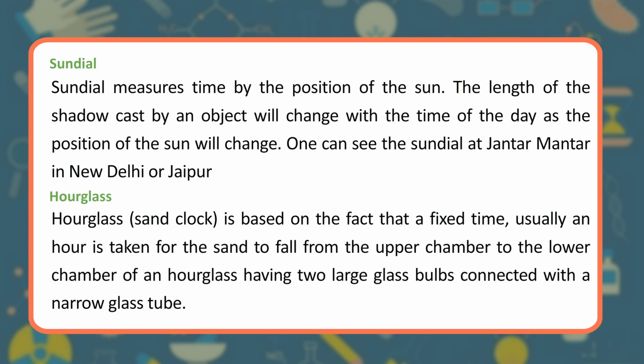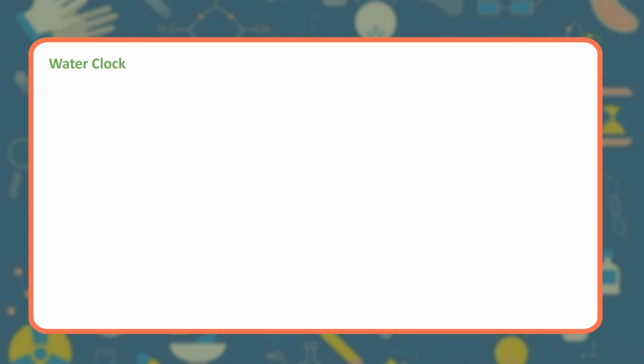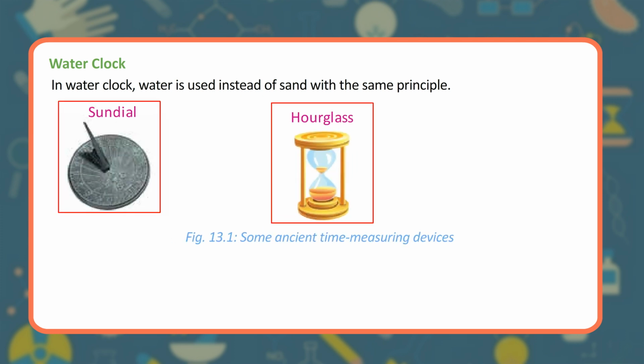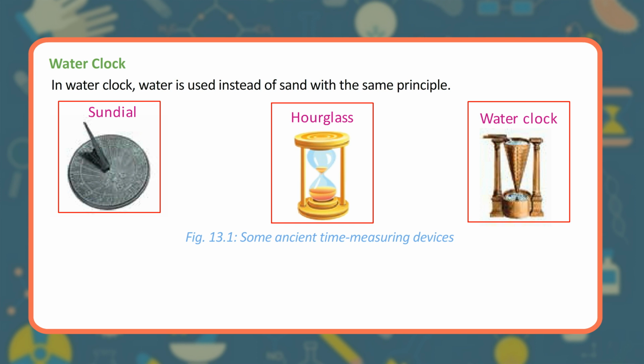Hourglass. Hourglass, or sand clock, is based on the fact that a fixed time, usually an hour, is taken for the sand to fall from the upper chamber to the lower chamber of an hourglass, having two large glass bulbs connected with a narrow glass tube. Water clock. In a water clock, water is used instead of sand with the same principle. Sundial. Hourglass. Water clock. Figure 13.1. Some ancient time measuring devices.